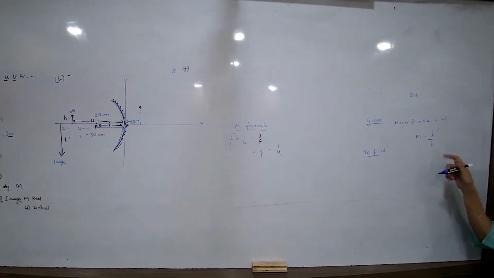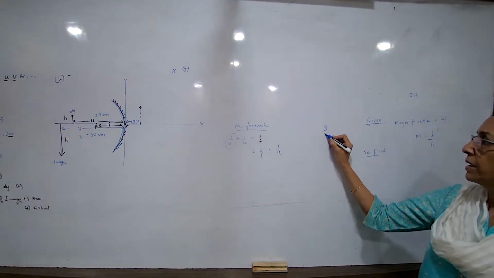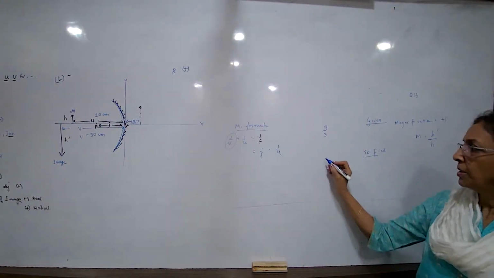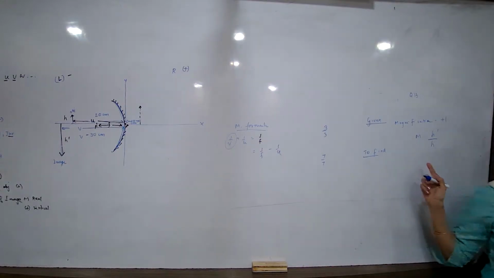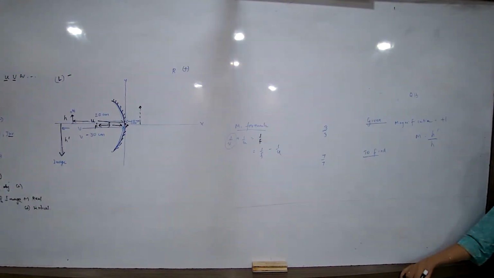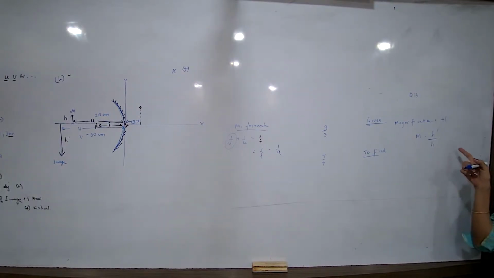When will we get plus 1? How much is 3 by 3? How much is 7 by 7? When the height of the object and the height of the image are the same. Yes, exactly. Did you understand?